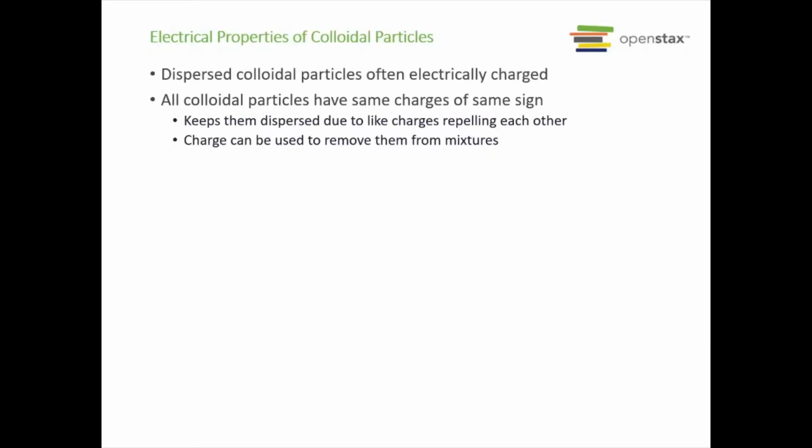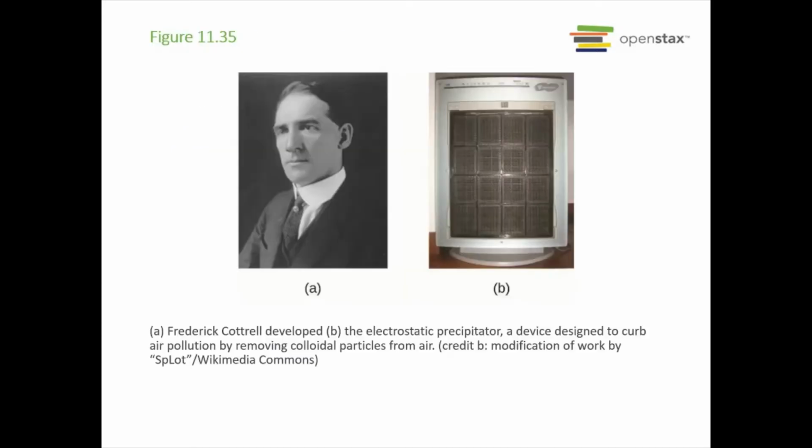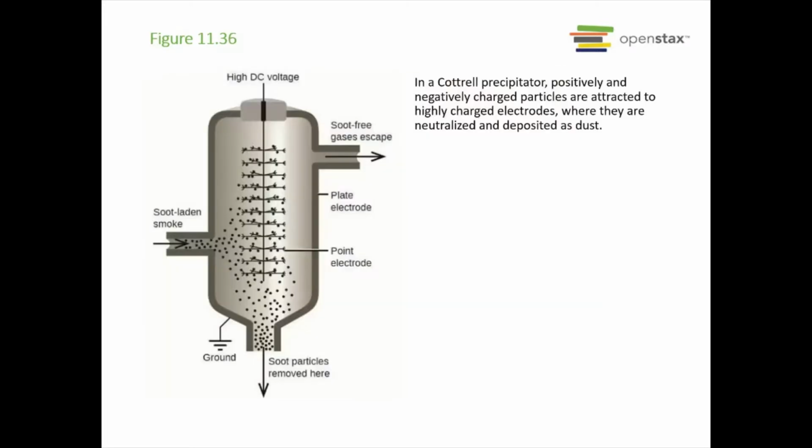All right, moving on. Just kind of quick about electrical properties of colloidal particles. Dispersed colloidal particles are often electrically charged, but every single colloidal particle will have the same charge and the same sign. So this is a good thing because like charges repel each other. So then they're kind of trying to stay away from each other. And we can use that charge to also remove them from mixtures. Frederick Cottrell actually developed the electrostatic precipitator, which is sometimes used to curb air pollution to take some colloidal particles from the air. These might be used especially for things like soot. Soot's bad. It can really screw up your lungs.